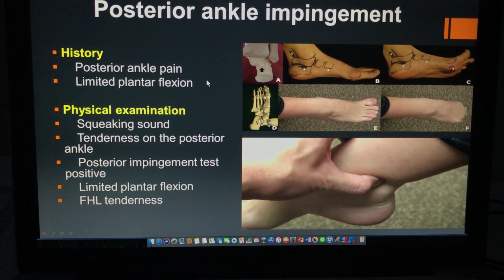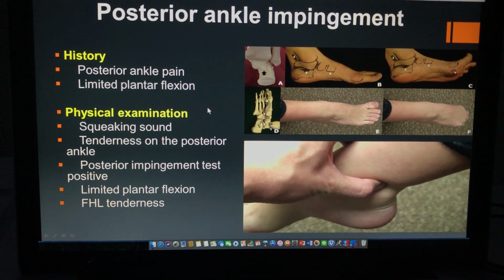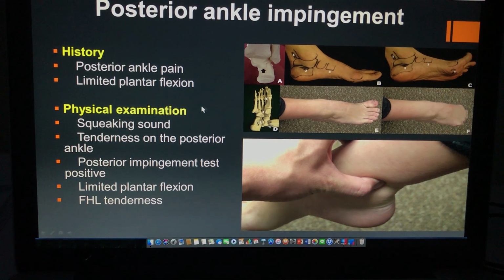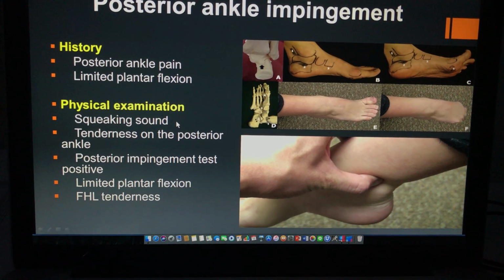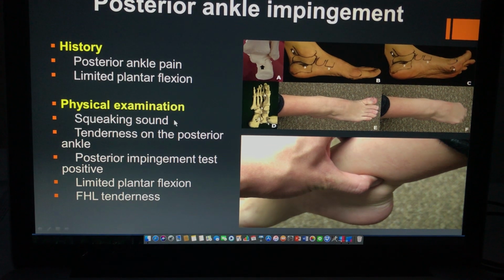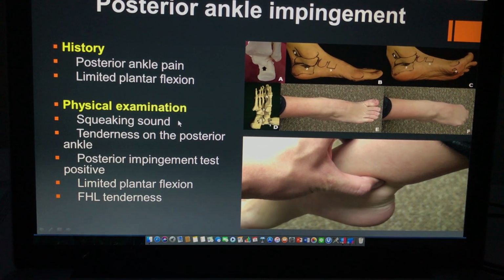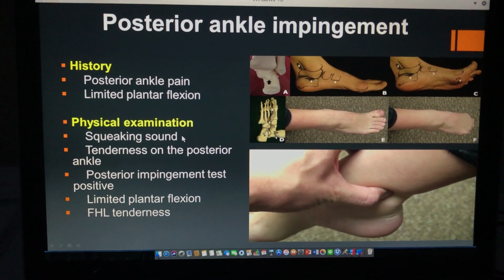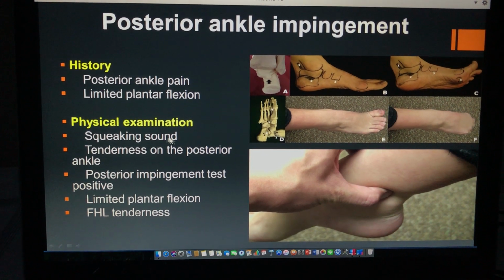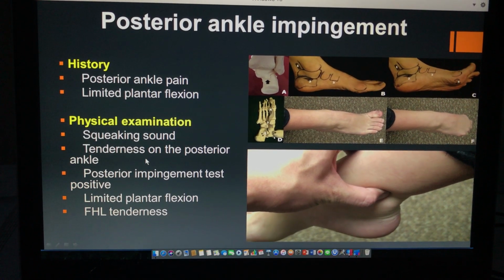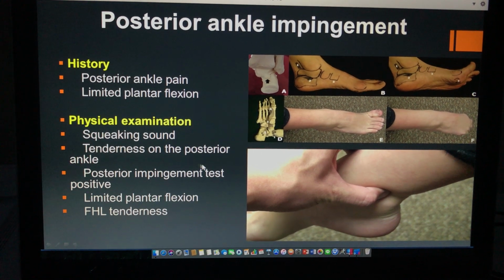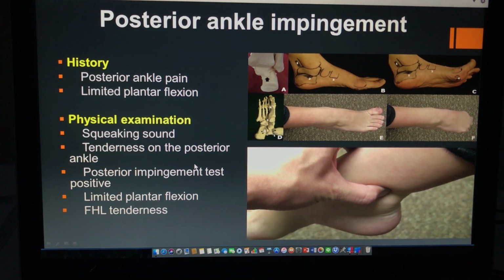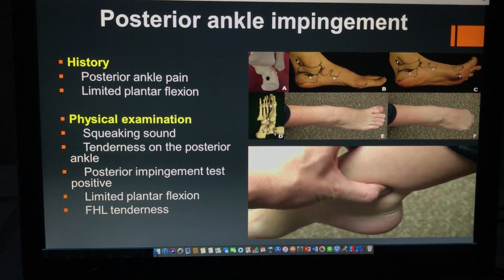We so-called this a nutcracker. On physical examination, the patient may have flexor hallucis longus tenosynovitis due to a long-standing osteophyte irritating the FHL tendon and causing hypertrophy. When this tendon runs along the groove, it can hit or be irritated by the bone spur and cause a squeaking sound. Patients usually have pain when we palpate the back of the ankle, and the posterior ankle impingement test is positive when we suddenly perform full plantar flexion. The patient has pain on the back of the ankle.